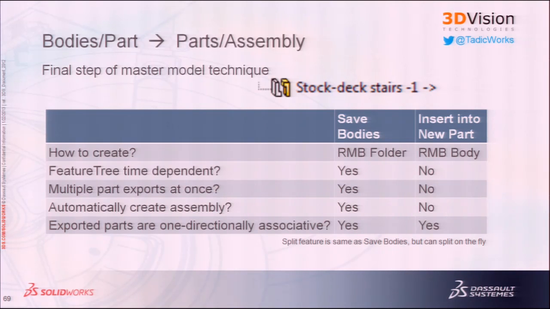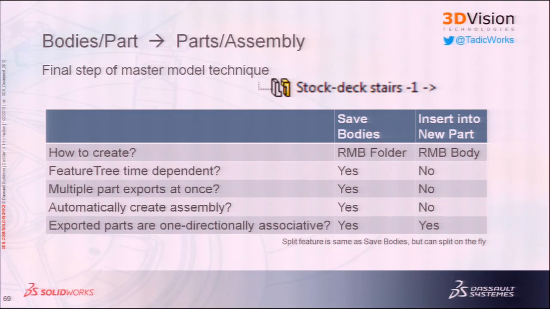So the master model technique allows us to build their overall shape in the environment that is easiest to do so, which is a part file with all those relationships. But then to add our finishing details, we could save those bodies inside of that part file to be individual part files, and then insert those into an assembly file. Seems like a lot of extra work, but SolidWorks built in some really nice commands that allow us to do this in basically a couple of clicks.